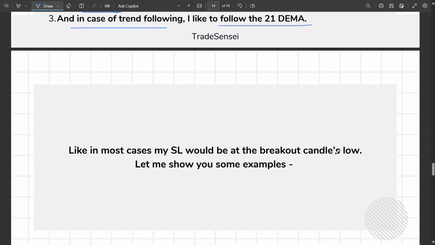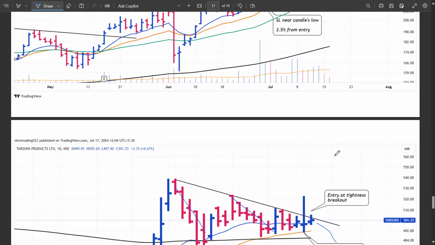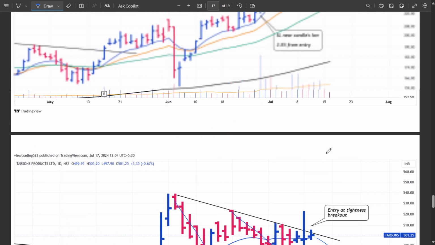So these are the things that you need to figure out for your own trading method, right? Because these are my rules, and you can make your own rules based on these, right?